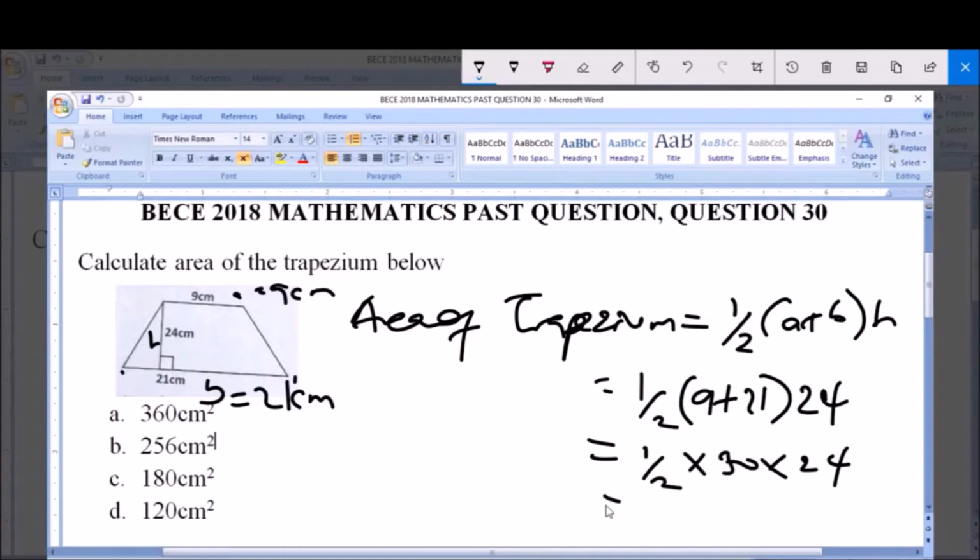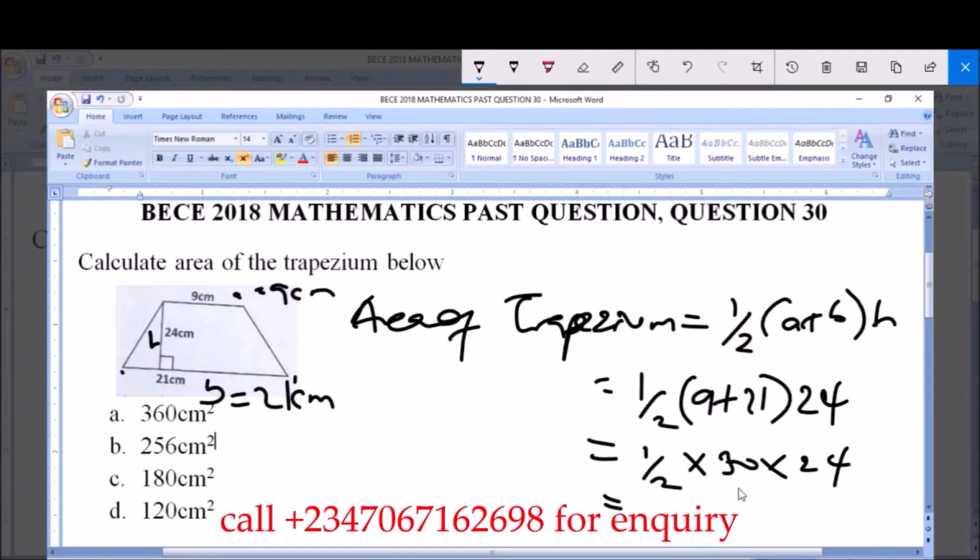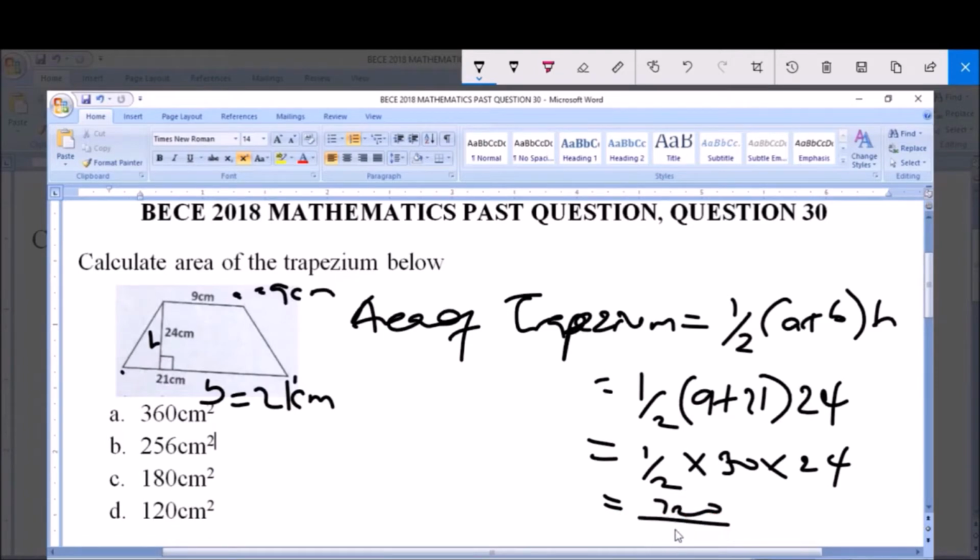Now this is equal to 1 times 30, which gives us 30, times 24, which gives us 720, all over 2, and 720 all over 2 will give us 360 centimeter square. So this is the area of the trapezium.